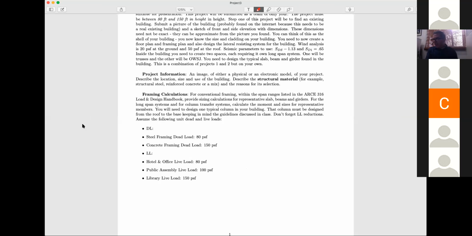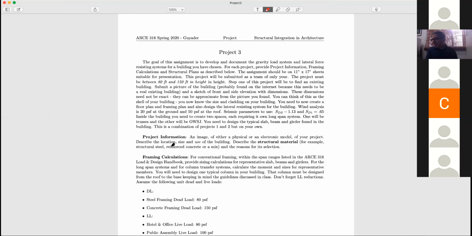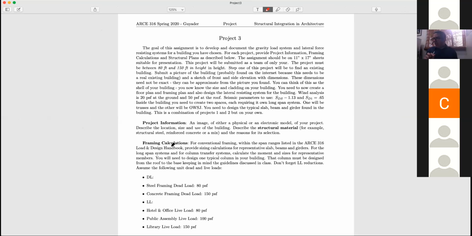All right, so now with our project three. This is also on Canvas. This is going to be very similar. It's basically like project one and project two, but with a very interesting caveat here. I say it's not exactly, but it's similar.